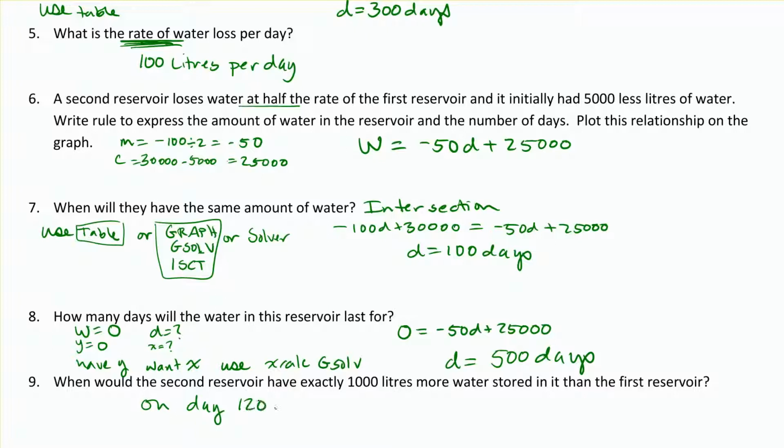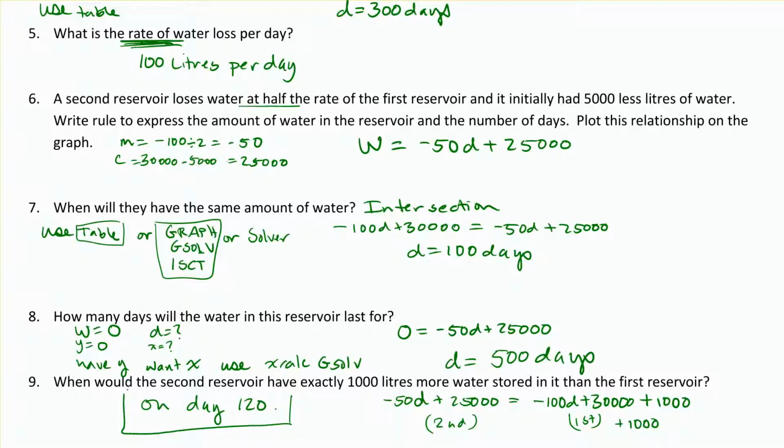120. And you'd have to show that somehow, so you'd probably want to think about saying something like negative 50d plus 25,000 is equal to the other one, which is negative 100d plus 30,000. But it's 1,000 bigger than it. So that makes the second one 1,000 bigger than the first one. And then you can use table to just give your answer.